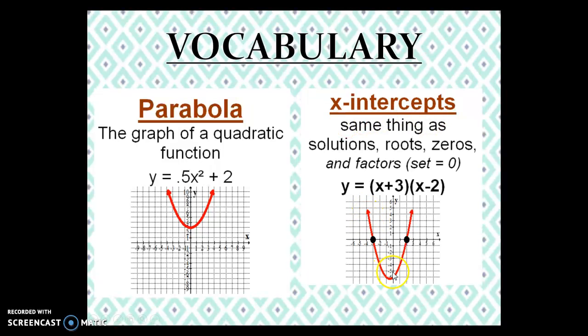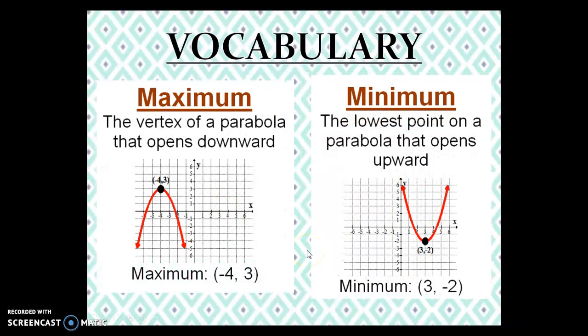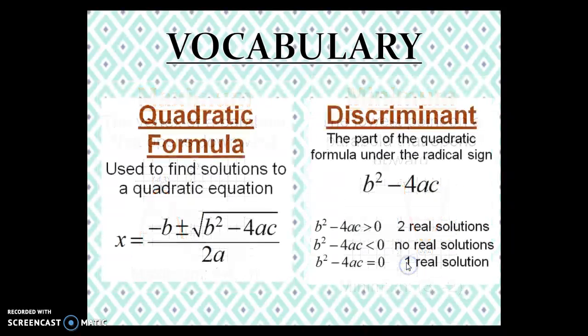X-intercepts, that's where the quadratic function crosses the x-axis, also called solutions, roots, and zeros. Vertex, that very lowest dot or the very highest dot on a quadratic function. Axis of symmetry is that line that goes straight through the center of the quadratic function. The maximum is when it has a highest point. It's the max point. The minimum is the mini point, so the lowest point.